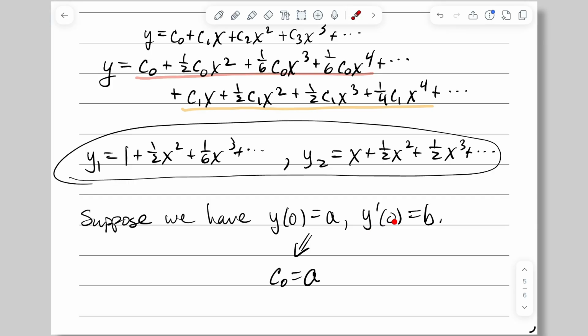What about y prime of 0 is equal to b? Well, differentiating c sub 0, it goes to 0. And then we have a c1. C1x differentiates to c1, remember. Everything else, when you differentiate it, has a factor of x in it. So if x is 0, all those terms are 0. The only thing we get is c sub 1, and that would tell us that c sub 1 is equal to b. So initial value problems, if the initial value is for x equals 0, are really easy to deal with using power series.